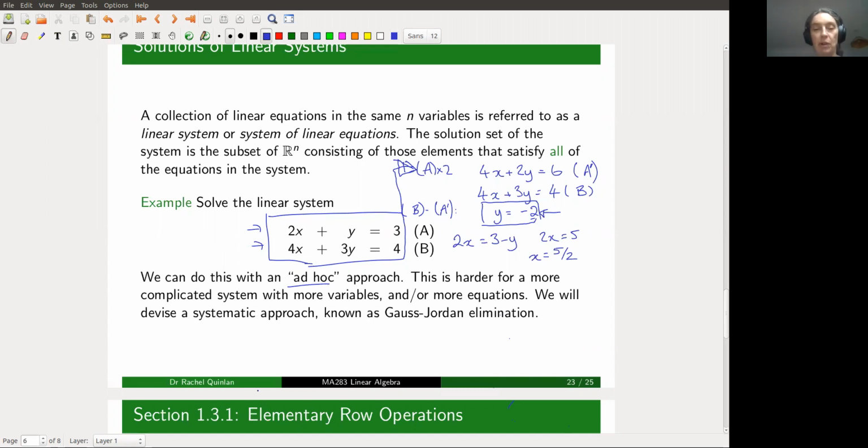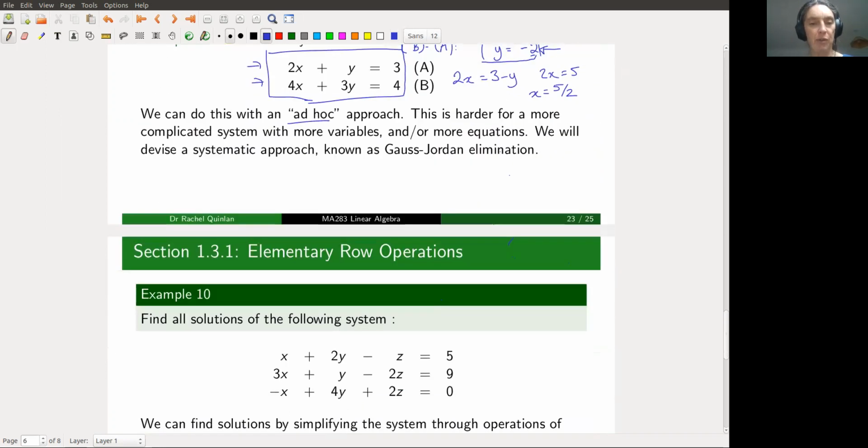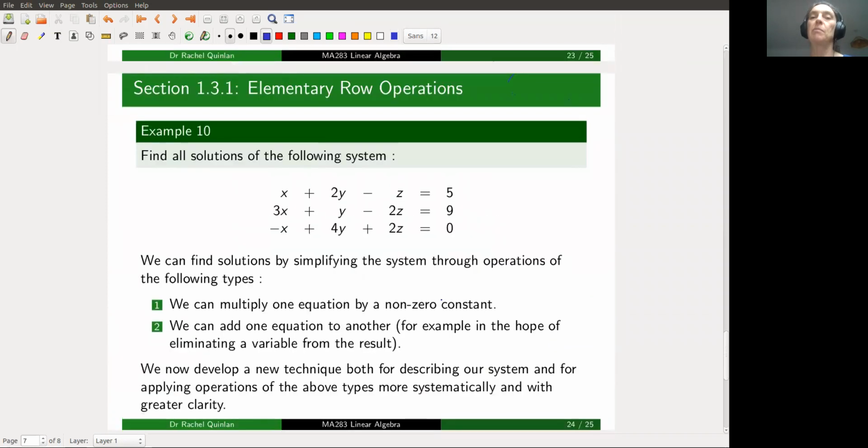But if you have a system with more equations and more variables, that might be a bit trickier. And in that case, you might want something a bit more systematic in terms of an approach. You might not want to just stare at the equations and decide what to do from one step to the next on that basis. You might like to have something a bit more definitive in terms of how you go about it. So that brings us to the topic of elementary row operations and the idea of using matrices to solve systems of linear equations, not necessarily by representing them in matrix algebra, but by keeping track of the coefficients.